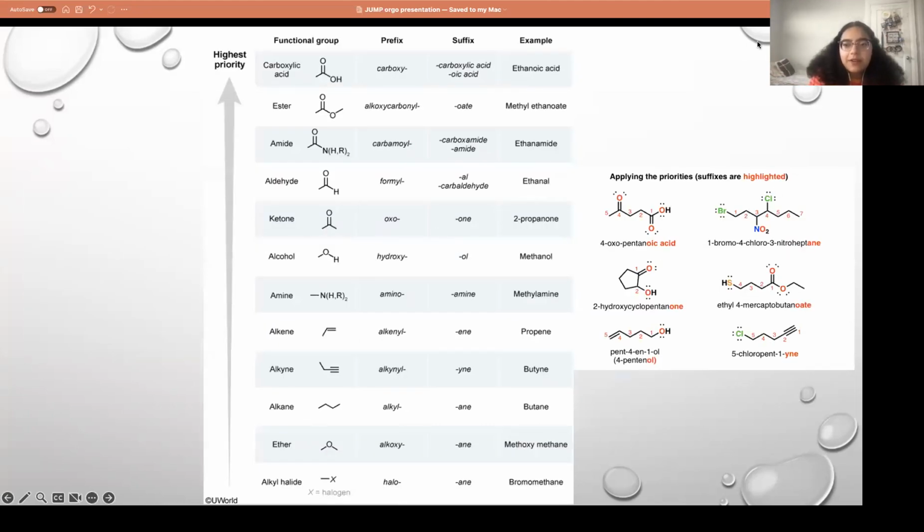In terms of naming, it's also important to remember the priorities. This is just a handy guide. For example, the highest priority is carboxylic acid. So make sure when you're naming your different groups, you're aware of how the nomenclature works.